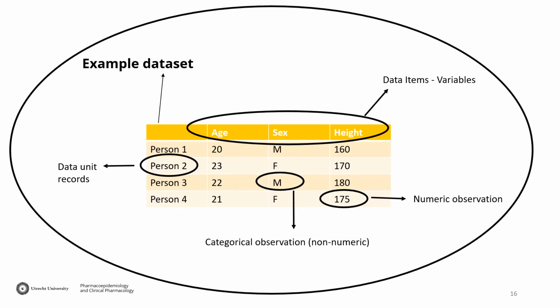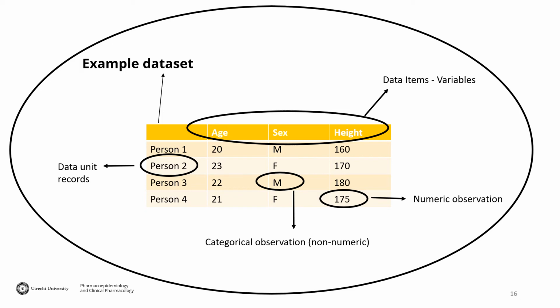And as promised, I also have an example dataset here. The whole table is the dataset in this instance. We usually have variables at the top, which are also called data items. In this case, it's age, sex, and height. We also have the data units, or the records, which are typically the rows. In this case, we have different people: person 1, person 2, 3, and 4.